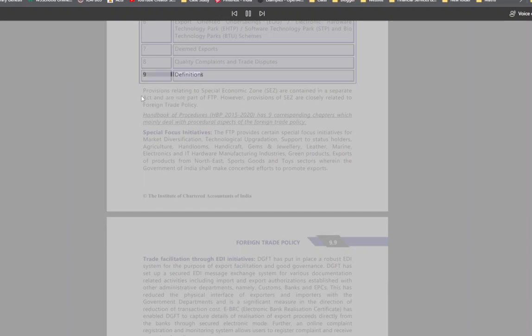Provisions relating to Special Economic Zones, SEZ, are contained in a separate act and are not part of FTP. However, provisions of SEZ are closely related to foreign trade policy. Handbook of Procedures, HBP 2015 to 2020, has 9 corresponding chapters which mainly deal with procedural aspects of the foreign trade policy.